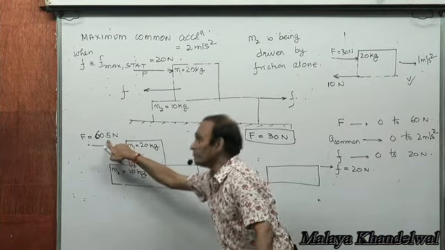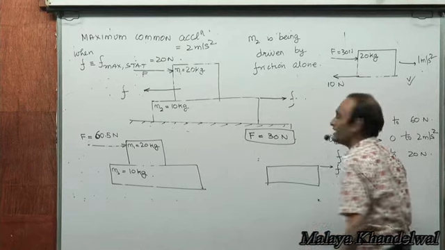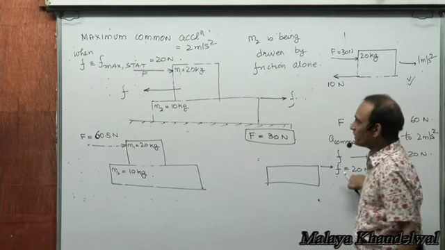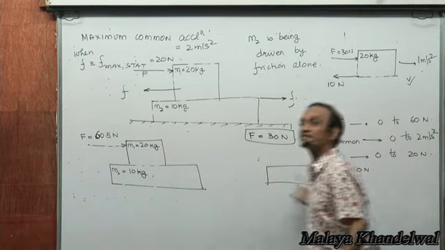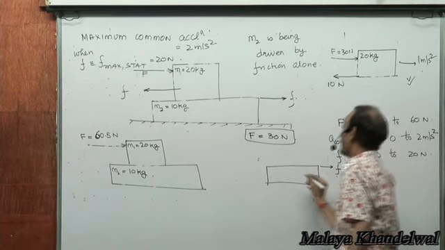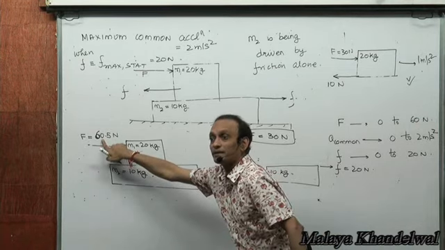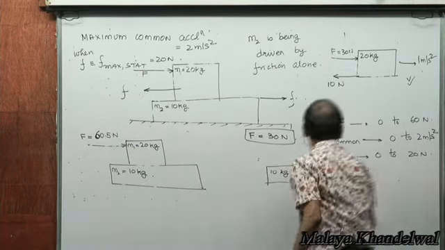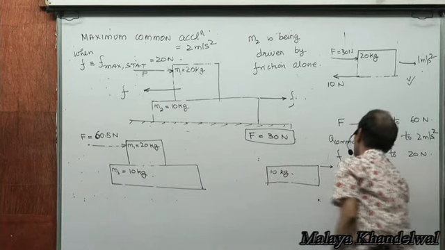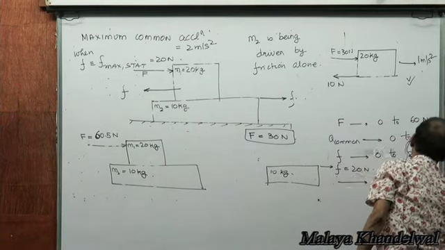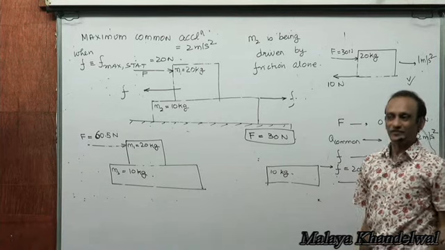Even if this becomes 5 lakh newtons, this will remain 20 newtons. If this becomes 10 lakh newtons, this will still remain 20 newtons. And this is my 10 kg block. That means no matter what my capital F is after 60 newtons, this will remain 20 newtons, and the acceleration of this will remain constant at 2 meters per second squared. It will not vary after this.